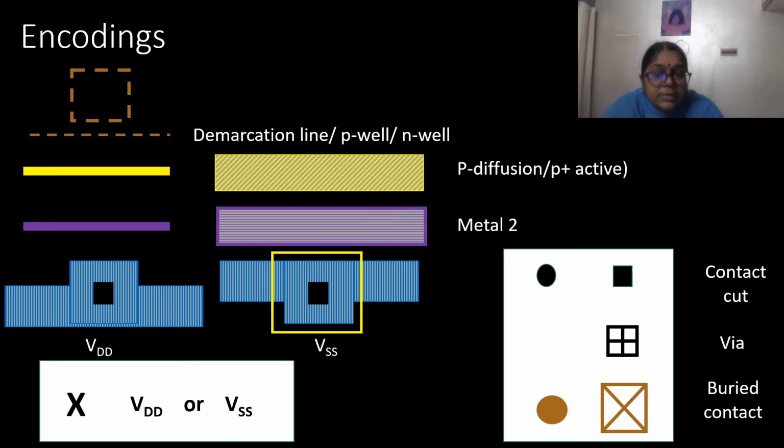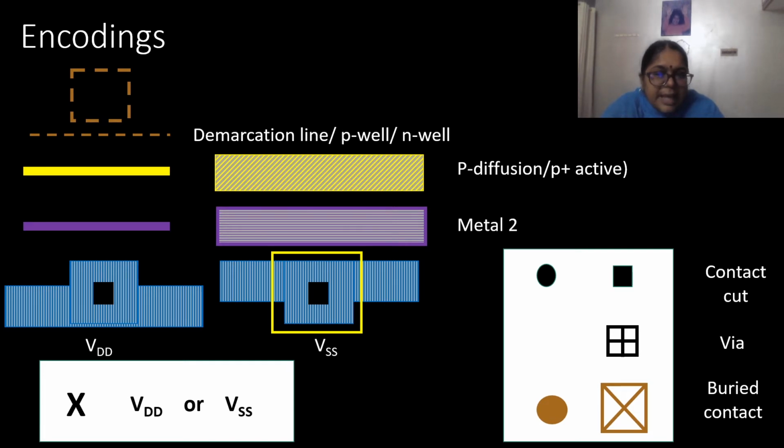Now, if this rectangular dashed box I have shown you is above the demarcation line, it means it is an N well in which PMOS transistors have to be fabricated. Otherwise, if the box is below, then it indicates that it is a P well, and NMOS transistors are fabricated in the P well.